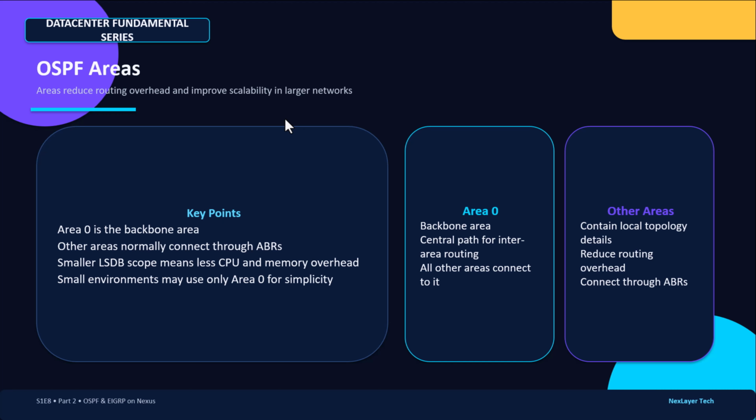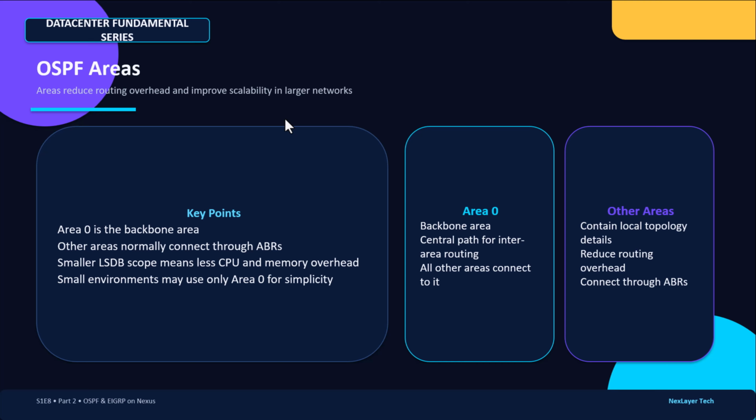OSPF uses areas to improve scalability. But why are areas necessary? Remember that OSPF is a link state protocol. Each OSPF device maintains a database containing information about the network topology. When the network changes, OSPF distributes link state updates, and the devices may need to run the SPF calculation again. In a very large network, maintaining one enormous topology database could require significant CPU, memory, and network resources. OSPF areas help divide the network into smaller logical sections.